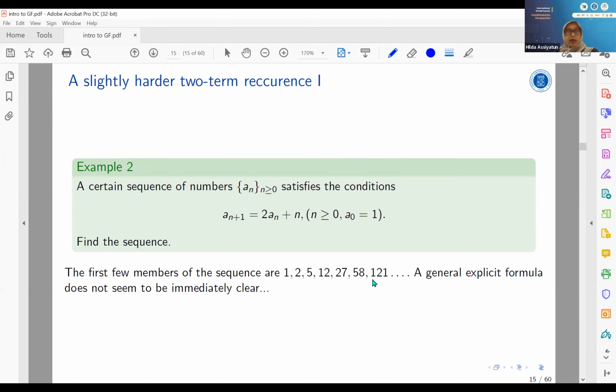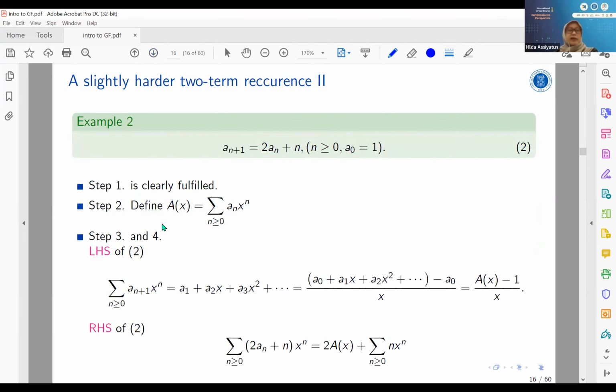So if we compare with the previous example, I think you may agree that for this sequence, it's not that easy to guess or to conjecture the general formula. Maybe we need more time. If we just look at this to find the pattern. Now just do the method.